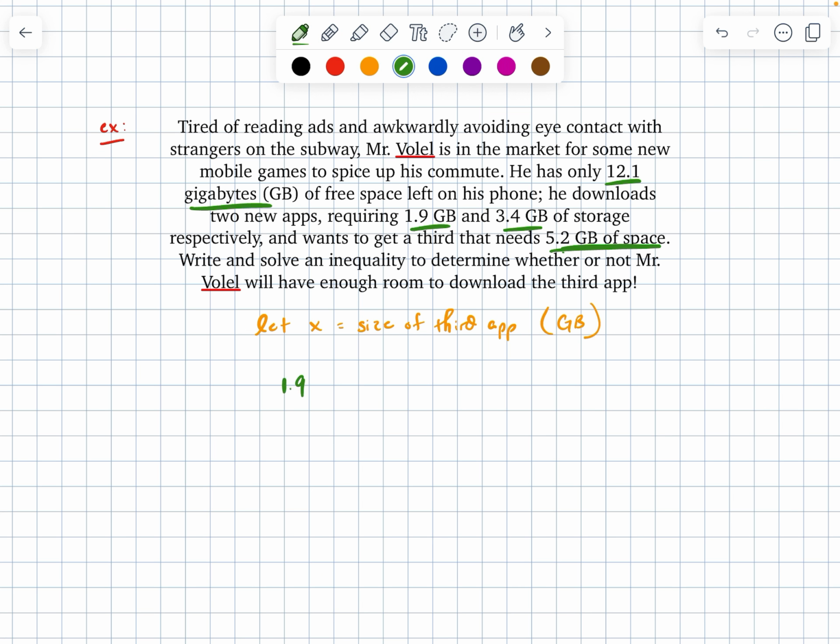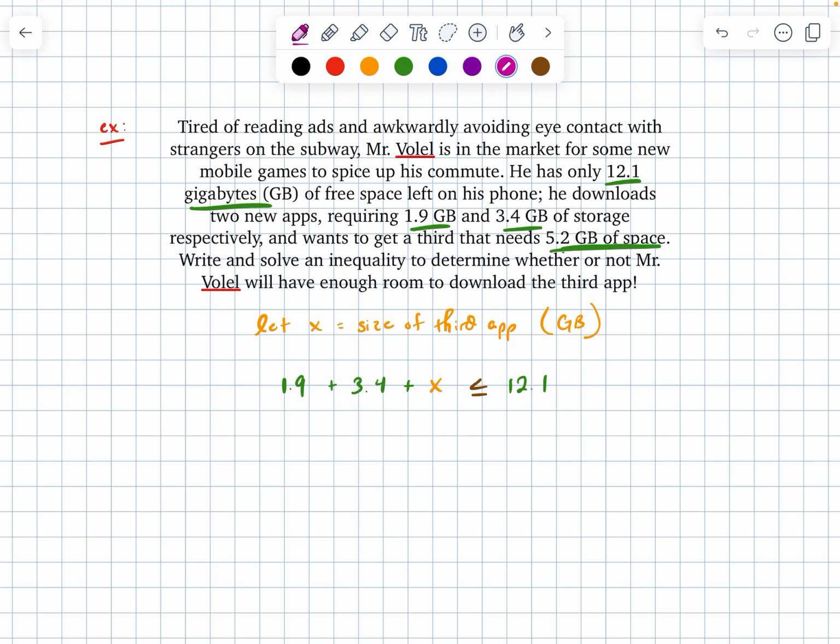So I know that when I take my 1.9, combine that with my 3.4, and the X, which I'm using to represent the third app, that cannot exceed, so it has to be less than or equal to the 12.1 amount of space that I've got left. From here, if you want to pause and solve the inequality by yourself, be my guest. I'm going to work through it with you now.